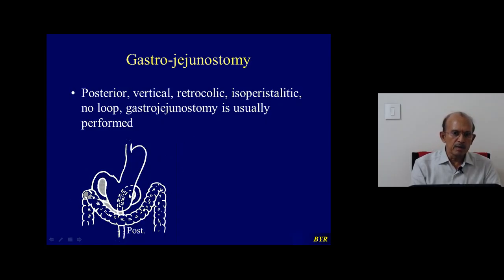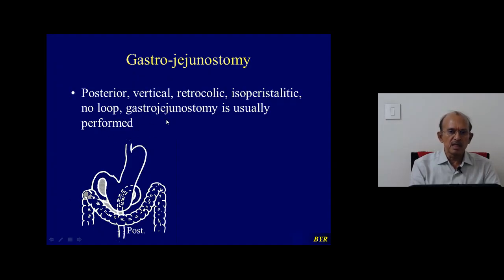But if you keep the jejunal loop in the reverse way, then what happens? The jejunal peristalsis will be going upwards, the stomach will be going downwards. Then that is called anti-peristaltic anastomosis. That is never done. So you go for isoperistaltic, no loop. If you leave behind some part of jejunum here and anastomose, there will be sagging of the jejunum here, so that forms a loop. Whenever a loop is there, there will be some complications. So you must do the anastomosis in such a way that there is no loop formation in the jejunum.